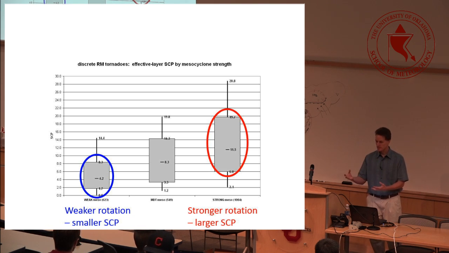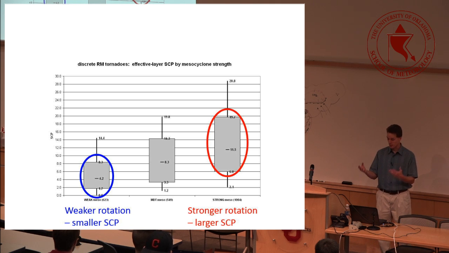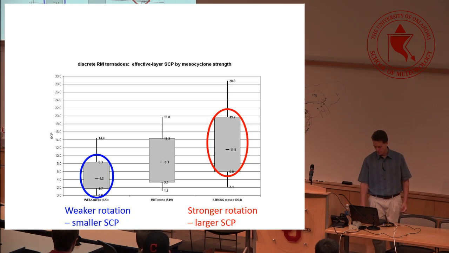So there are some of the physical processes in there, because the strength of the rotation of the storm is a direct indication of how strong the supercell is, because that's a reflection of the mesocyclone itself.